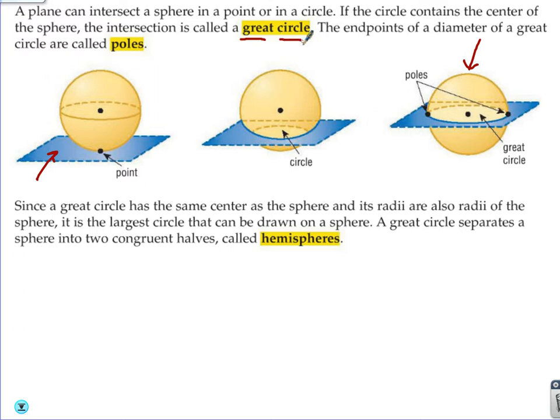The reason I call it the great circle is because that is the biggest circle that you could intersect through that sphere. If you intersected it down here, do you see how much smaller it is? If you intersected up here, you see how much smaller it is?